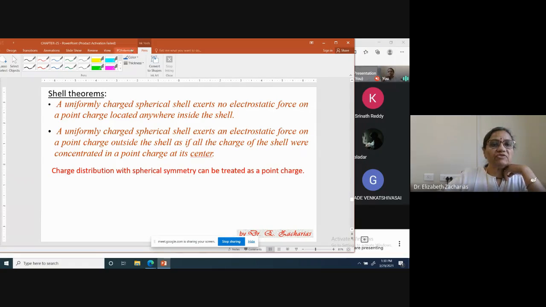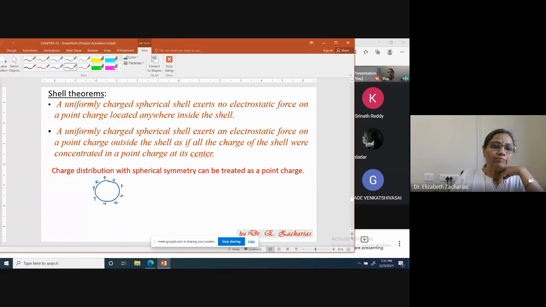So the first shell theorem says that if you have a uniformly charged spherical shell, I hope you understand what that means. Okay, you have a uniformly charged, let's say it's positively charged. It's uniformly charged all over the surface. It has got a uniform charge, surface charge distribution. Okay. Then it says that shell means inside there is nothing. It's thin walled.